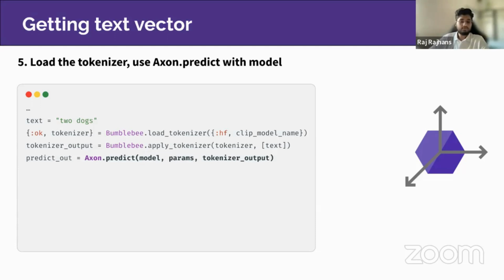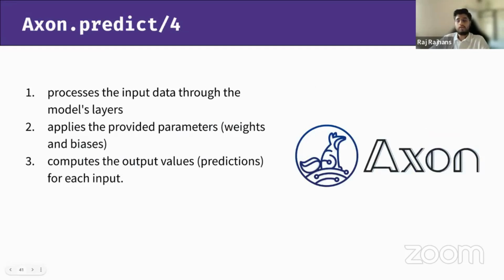If you're wondering what this tokenizer is doing, the tokenizer is responsible for converting raw text, which is "two dogs" in this case, into a numerical format that can be processed by the model. So we can't feed text directly to the model. We use the tokenizer provided to us by Clip. Then accent.predict. Let's take a look at what accent.predict does. It processes the input data through the model's layers. It applies the parameters that we have given, and the parameters, again, are essentially the weights and biases of the model. And finally, it computes the output values for each input.